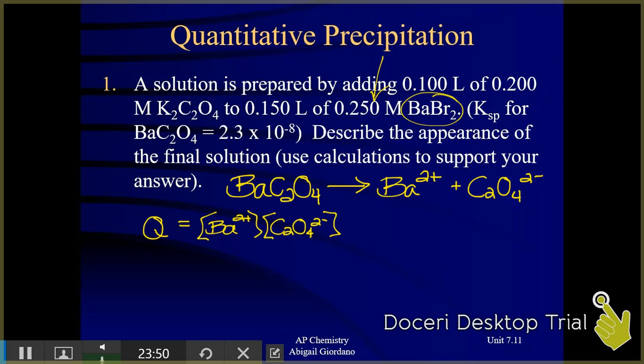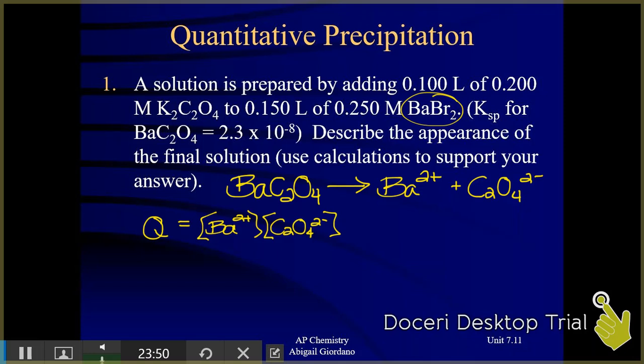We are concerned with what is the molarity of barium at the moment that these two solutions have been mixed. So what we're going to do is use M1V1 equals M2V2. Why am I able to use that equation? Because we're adding volumes together. We're adding two different solutions together. They are going to become diluted, so I can do that.